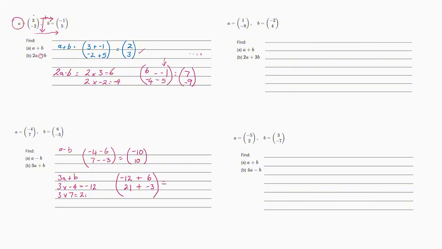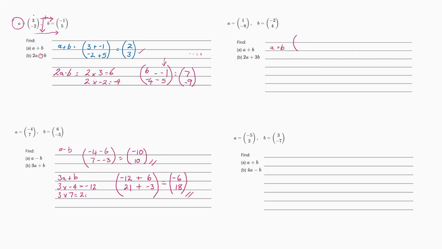So we have -12 plus 6 is obviously -6. And 21 plus -3 is 18. So there's our new column vector. Only two more because I'm sure you're getting used to it by now. So for this one, we have a plus b.